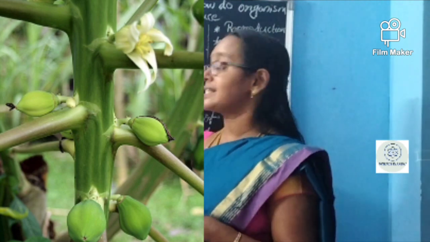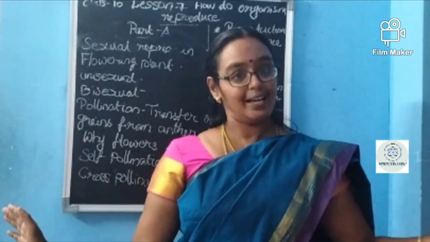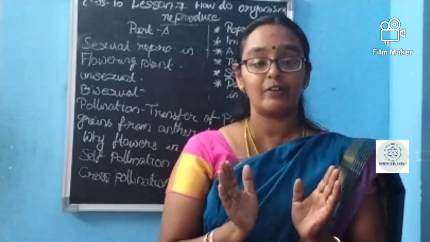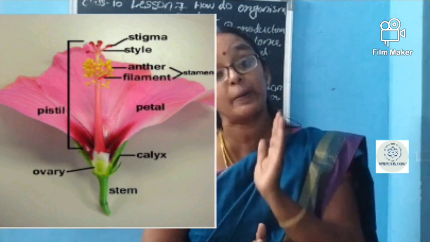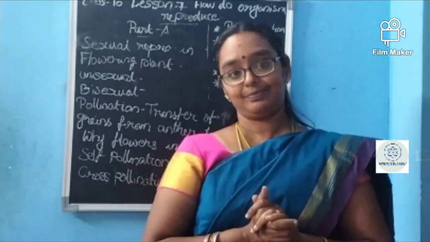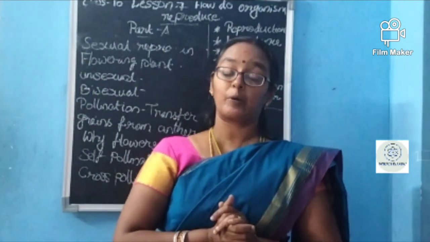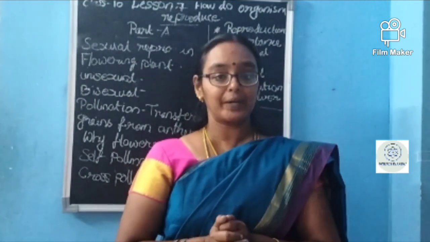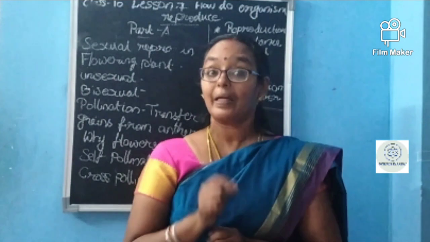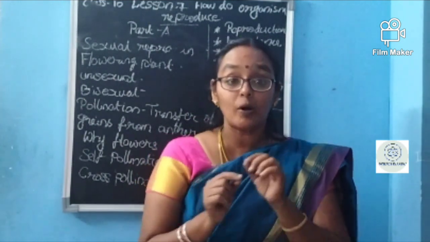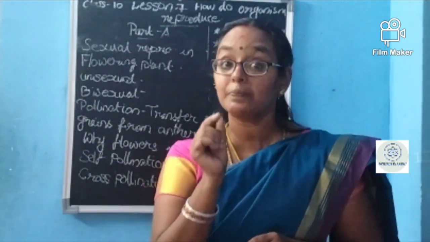Okay, bisexual flowers. We usually talk about hibiscus, isn't it? Hibiscus has both the male reproductive part as well as the female reproductive part in the same flower. The male reproductive part is called the stamen and the female reproductive part is called the pistil. The stamen has two parts, filament and anther. The anther contains pollen grains. The pollen grains are the reproductive cells, or we say germ cells.